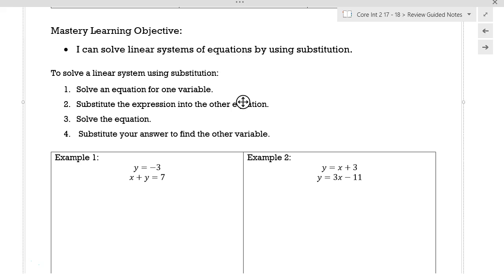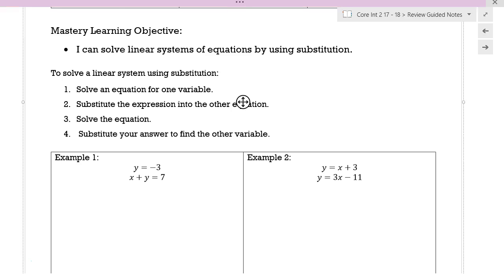And a system of equations is just, again, this is stuff you learned last year, when you have two equations, okay? So you have an x and a y that you have to solve for. Our steps for solving a linear system using substitution: first, solve an equation for one variable. So you should have at least one of your equations just say y equals or just say x equals.